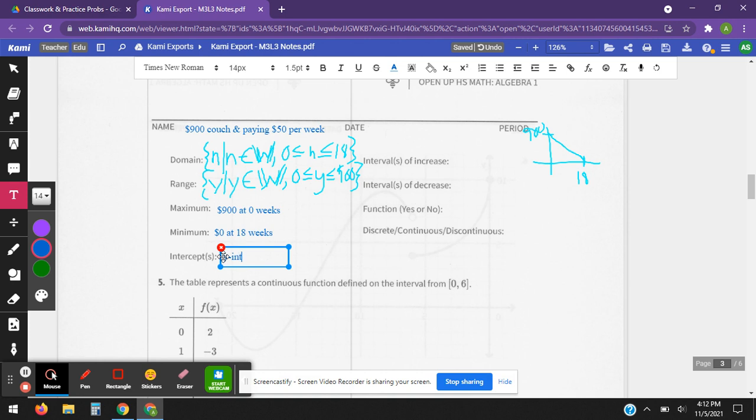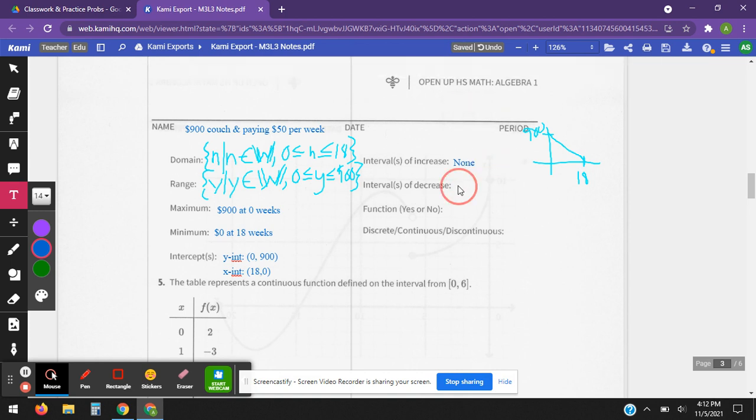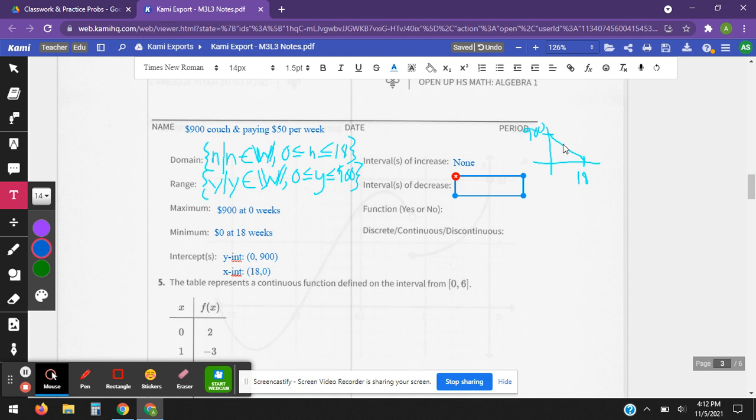Intercepts, we do have them. So our y-intercept is right up here at our 900. So 0, 900. Our x-intercept is right over here at the 18. So 18, 0. Intervals of increase. Are we ever increasing? No, we are not. So that is a none. Intervals of decreasing. It's always decreasing. So it's our whole domain, including 0 all the way up to 18, right?